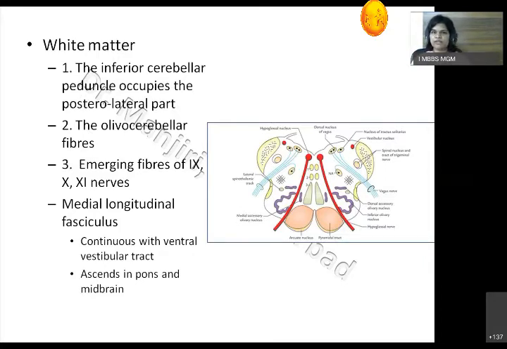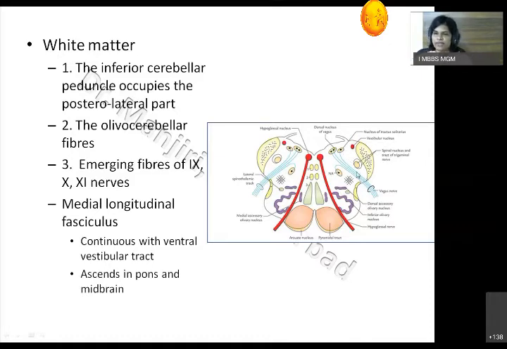So in white matter, there is an inferior cerebellar peduncle, which is present on both the sides. This is the inferior cerebellar peduncle, which occupies the most posterior lateral part of the section of this medulla. Then olivocerebellar fibers. I told you from this inferior olivary nucleus, this will be crenated shape. This is the hilum. From hilum, the fibers will go towards the opposite inferior cerebellar peduncle. So these are called olivocerebellar fibers.